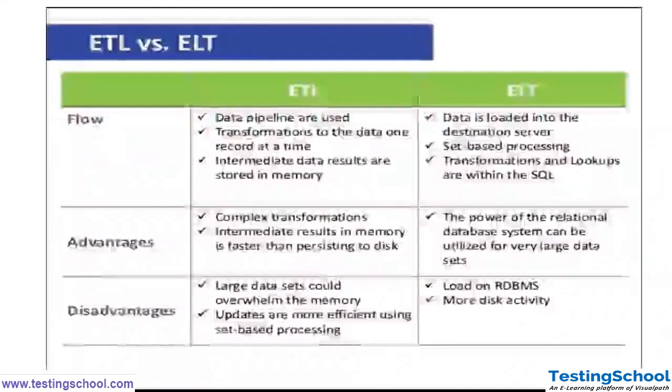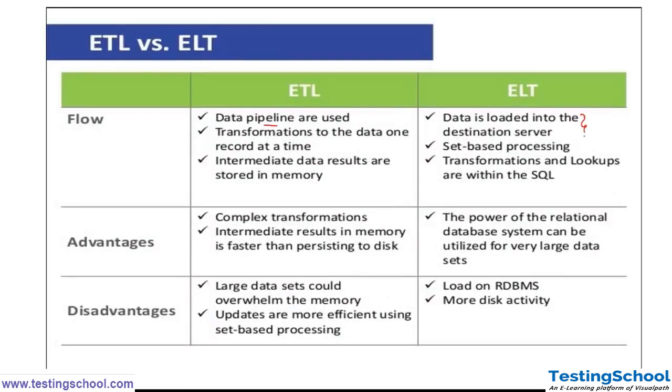So let's quickly look at the differences again. In ETL, data pipelines are used. However, in ELT, the data is completely loaded first to the destination server, which is your data warehouse, and then you do the transformations to the data, one record at a time, right? So based on whatever validations you have, it will do it one record at a time. It is a data set, right? It can be done at a data set for 1,000 records, 10,000 records, or 1,000,000 records.